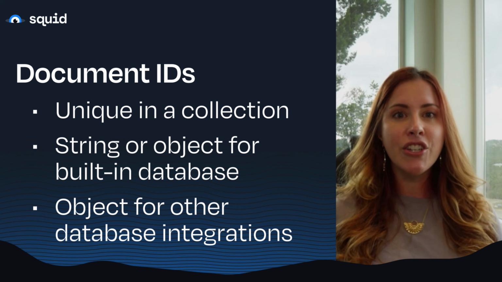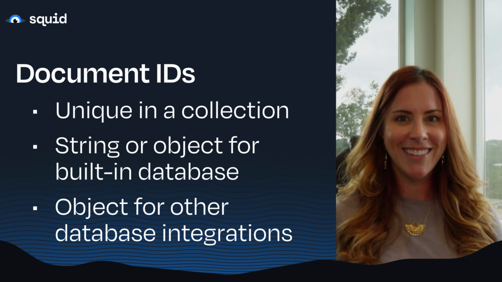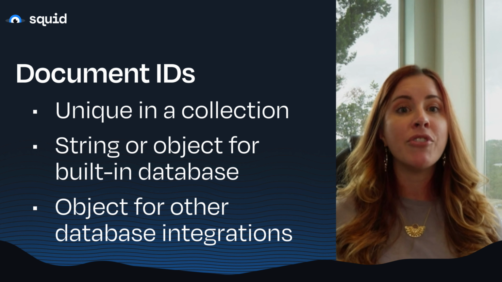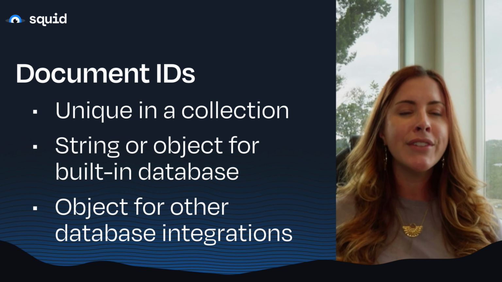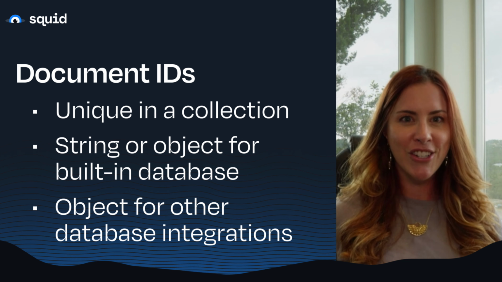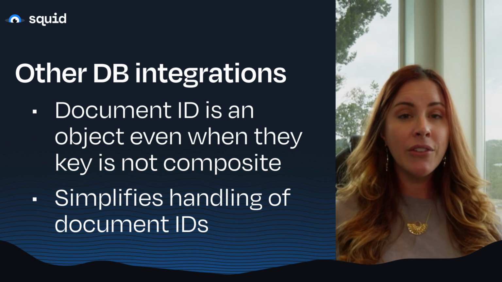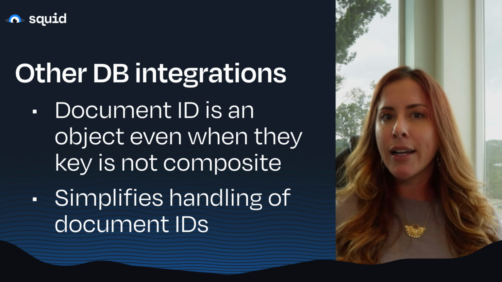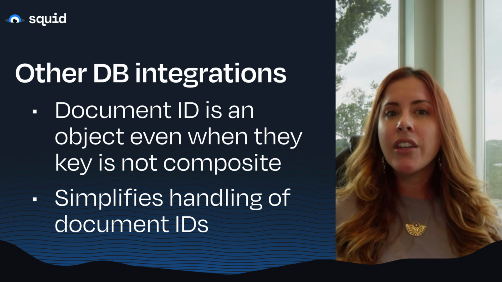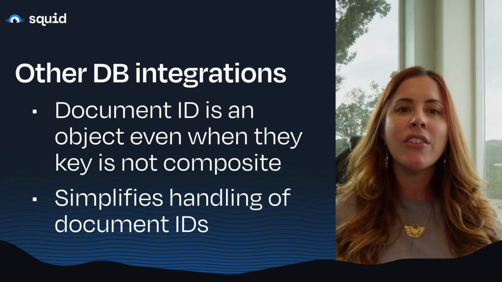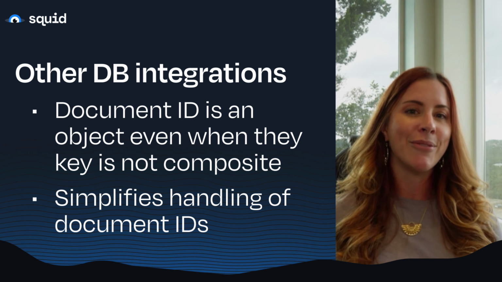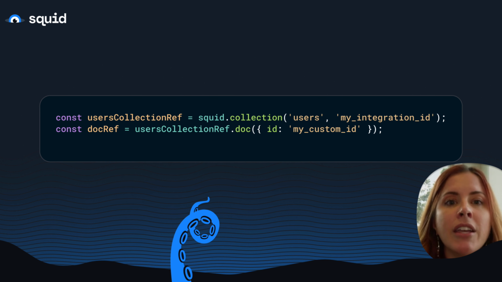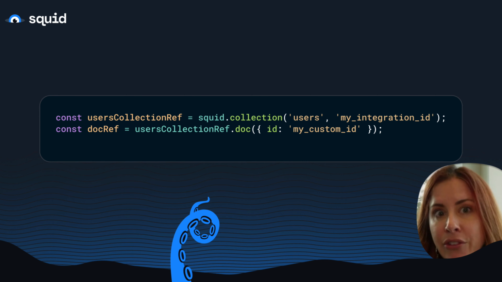Each document in a collection must have a unique ID to distinguish it. The ID can be a string or an object depending on whether you use Squid's built-in database or an external database integration. If using an external database integration, a document ID must be in the form of an object, even if the primary key is not composite. This ensures consistency across different integrations and simplifies the handling of document IDs in Squid. So for example, if you have a document in your database with an ID of my custom ID, you pass it in an object with a key of ID and a value of my custom ID.